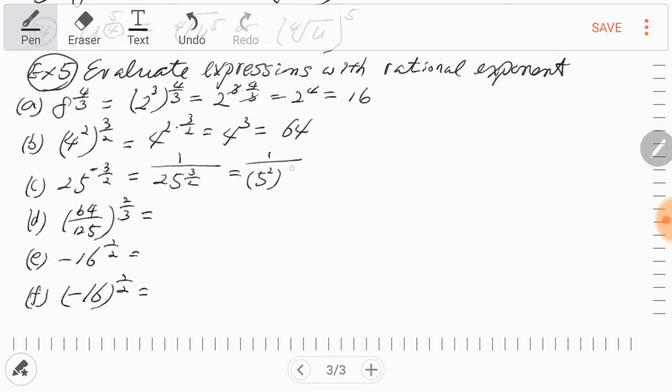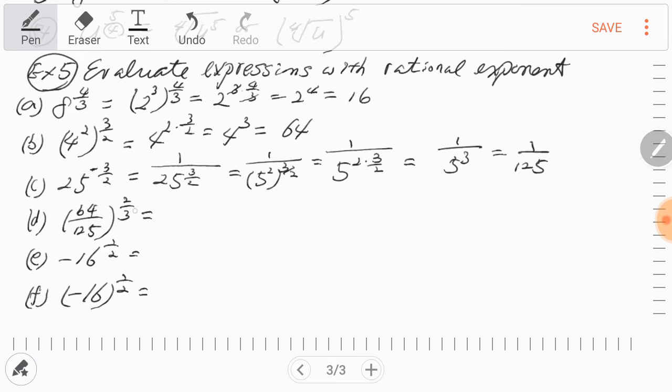And then the exponent is 3/2. Then multiply the exponent, 5 to the 2 times 3/2. Then we can cancel out 2, so that is 1 over 5 cubed. So 1 over 125.